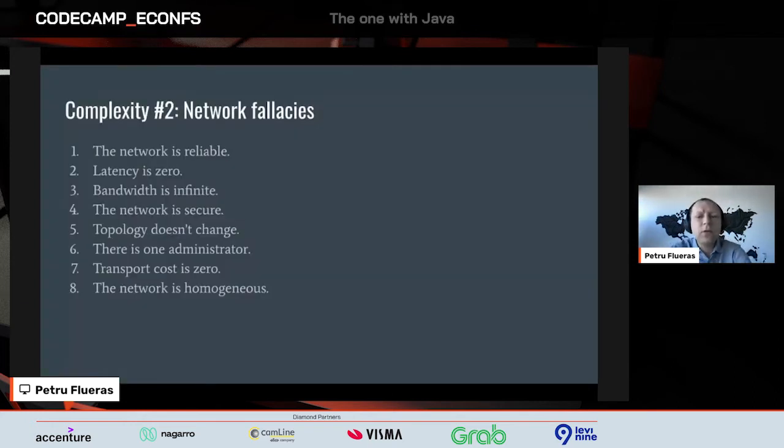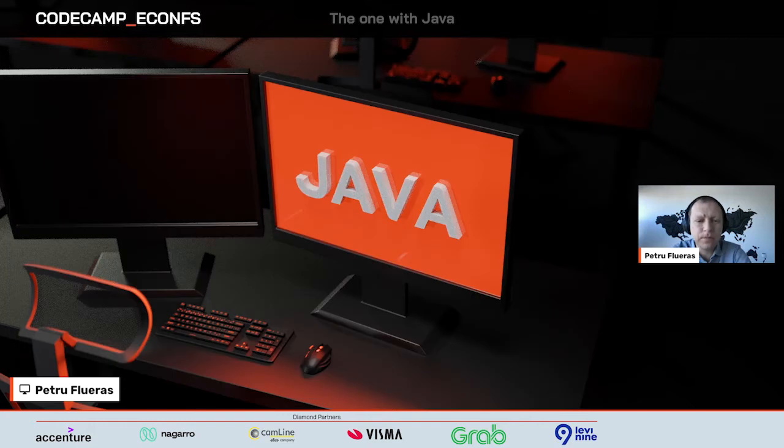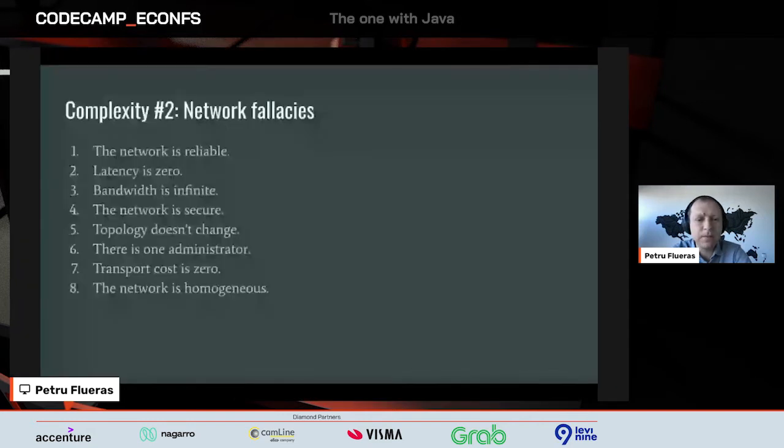And we have network fallacies. So we think that the network is reliable. When we migrate from the monolith to the microservices, we do a network call the same way we do a local method invocation. And it's not the same. Network calls can fail at any time. The complexity is increased. Maybe we have to implement the timeouts.